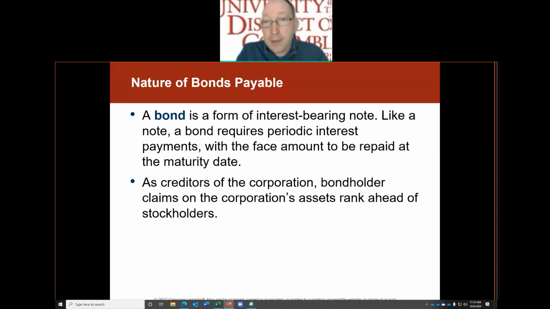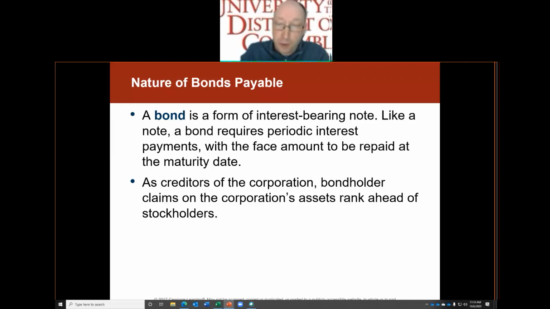A bond is a specific type of loan that can be made by individuals or banks, and that loan is made to the corporation, the business. These loans are interest bearing. They have a face amount, which is the principal balance, and they need to be repaid at the maturity date, which is also known as the due date, right?